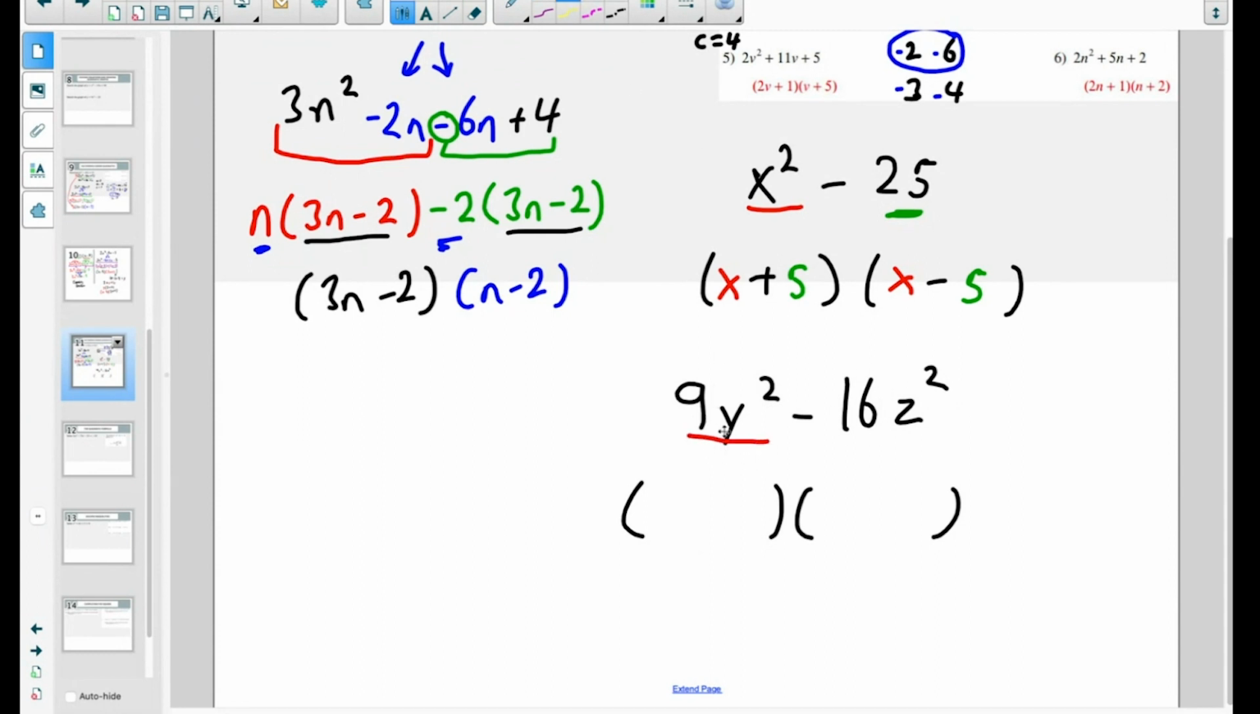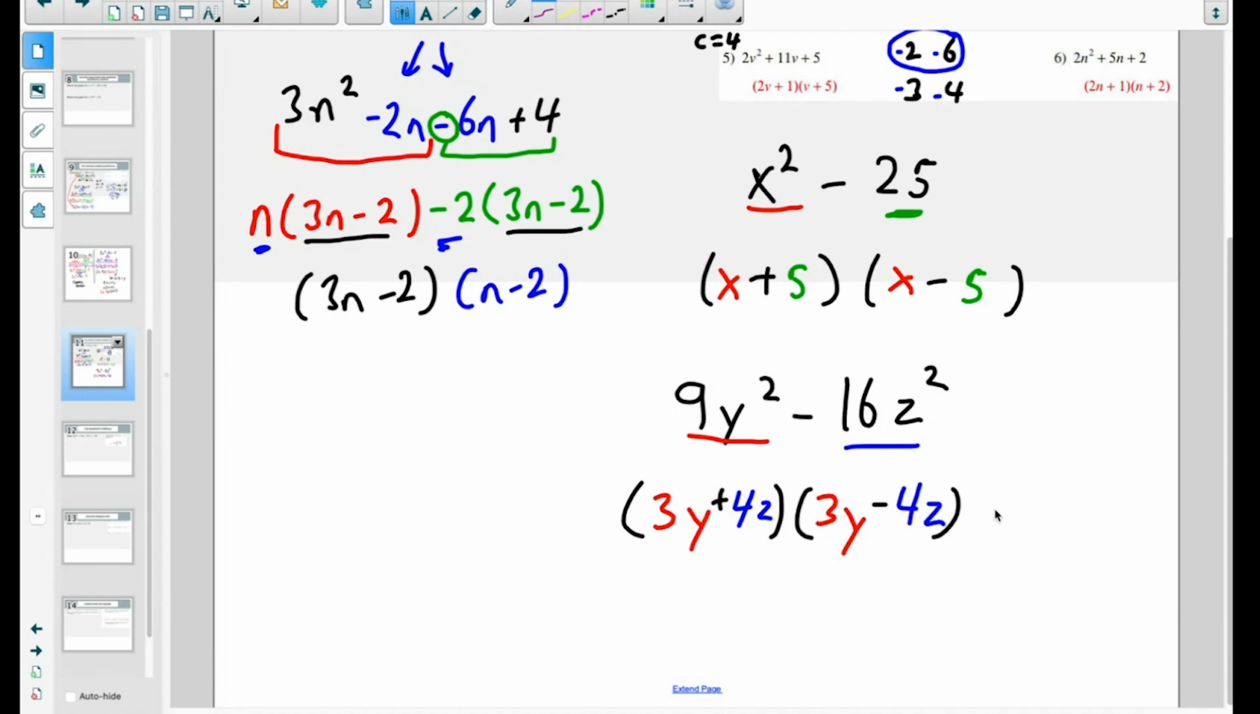So from here, the square root of 9y squared is simply 3y. So 3y and 3y go here and here. And then the square root of 16z squared is 4z. So 4z goes here and here. And once again, we just need a positive and a negative sign there, and we are set to go. Okay, so hopefully that gives you a quick little refresher on a difference of two squares.